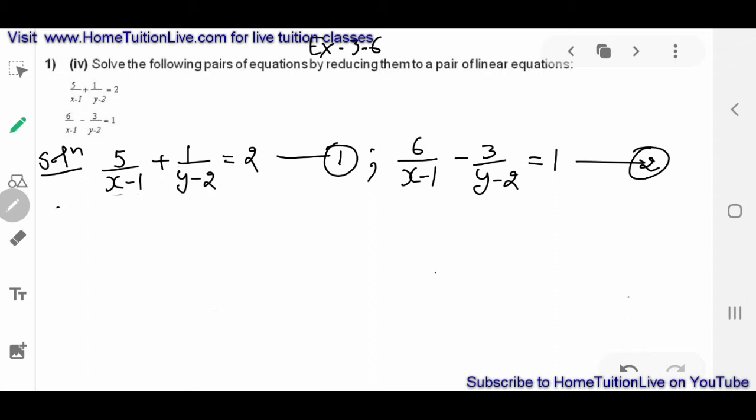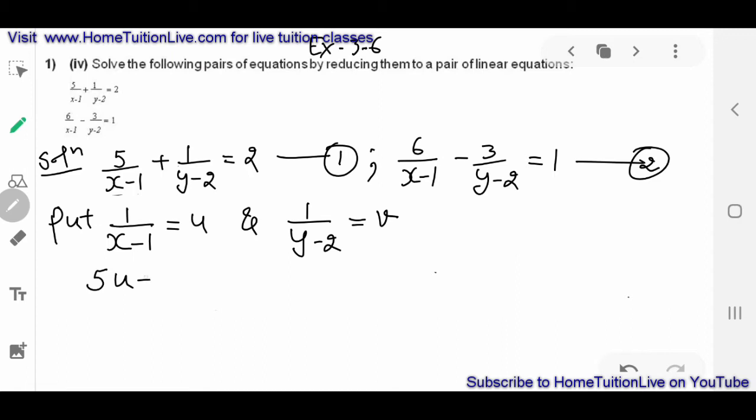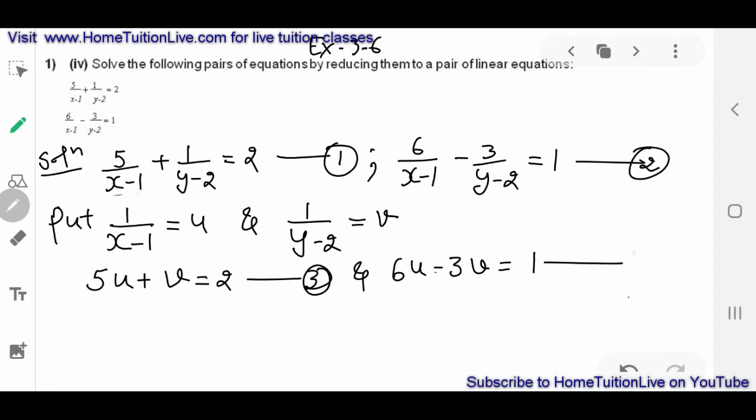So we have been given the equation. Now put the value of 1 by x minus 1 equal to u and 1 upon y minus 2 equal to v, so that the equation will be a linear equation. That is 5u plus v equals 2. This is the third equation, and this is 6u minus 3v equals 1. This is our fourth equation.